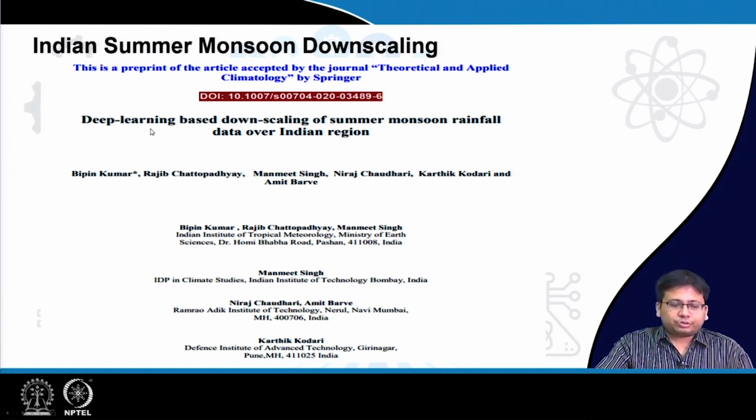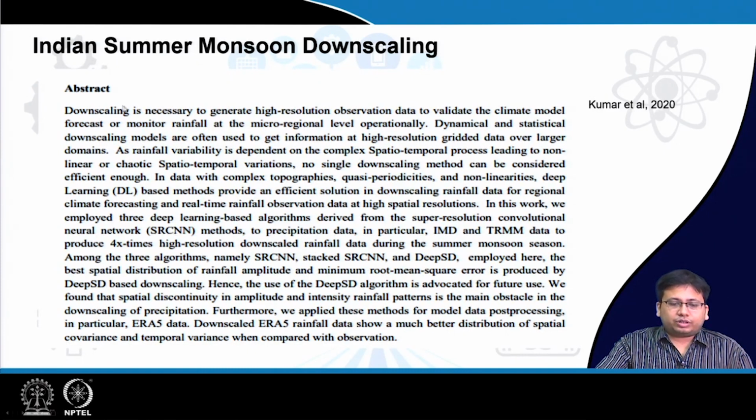So this is the paper which came out of the Indian Institute of Tropical Meteorology in Pune a couple of years back. As it says, deep learning based downscaling of summer monsoon rainfall data over the Indian region. So here is the abstract of this paper. It says downscaling is necessary to generate high resolution observation data to validate the climate model forecast or monitor rainfall at micro regional level operationally. Dynamical and statistical downscaling models are often used to get information at high resolution gridded data over larger domains.